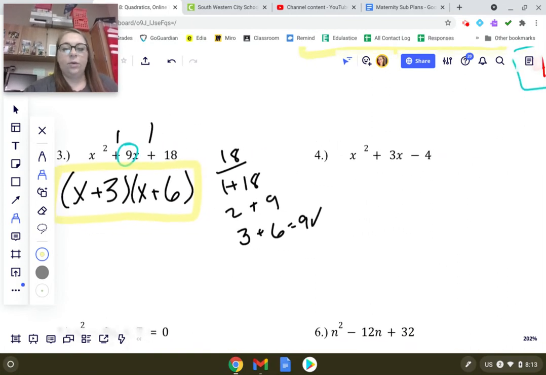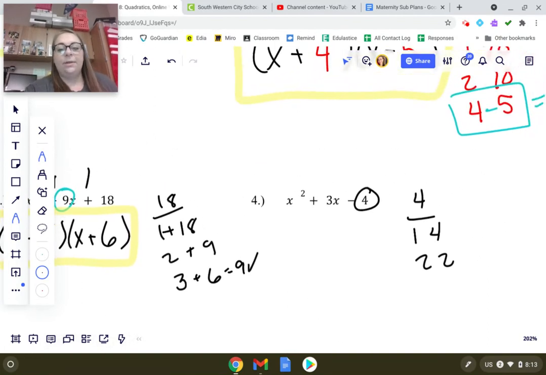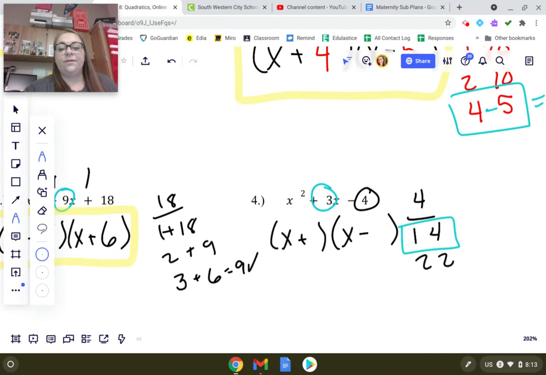All right, next one, number 4. Again, I'm finding factors of that last number. Factors of 4 are 1 and 4, 2 and 2. Notice I have a plus, then a minus, so one is positive and one is negative. If we want to get a 3, the only way we can do that is with 1 and 4. But I want a positive 3, so my 1 is going to be negative and my 4 is going to be positive. Plugging in 4 with my positive, 1 with my negative, there's my final answer.